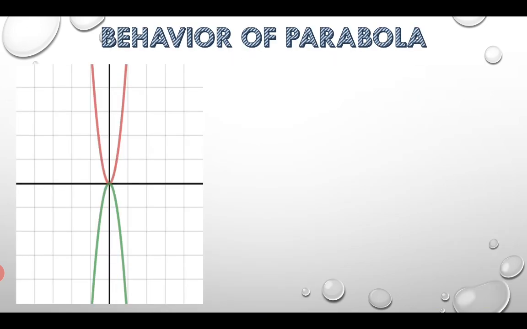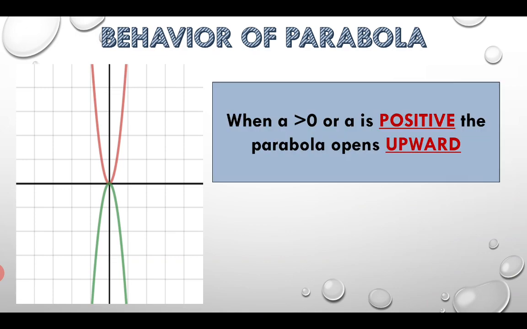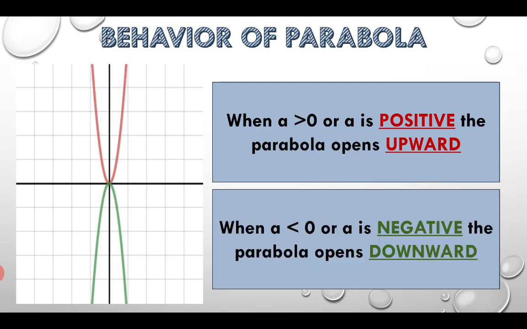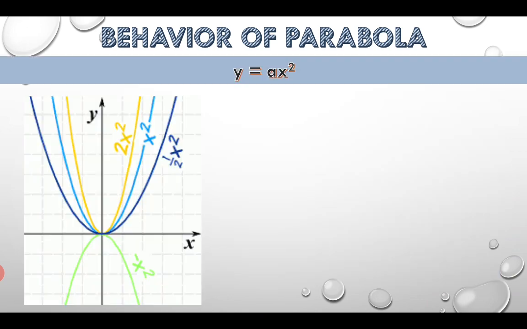So the behavior of the parabola, like what I've said, it can open upwards or downwards. The parabola opens upward when the given a is positive, or when a is greater than 0. The parabola opens downward when a is negative, or a is less than 0. So this is the behavior of the parabola when y equals ax squared.